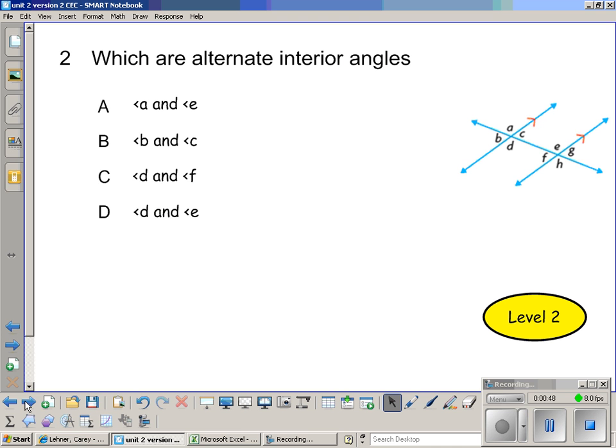Which are alternate interior? Well, A and E are corresponding. B and C are vertically opposite. D and F are same side interior. D and E are alternate interior. They are in between the parallel lines on the opposite side of the transversal. So the answer here is D.